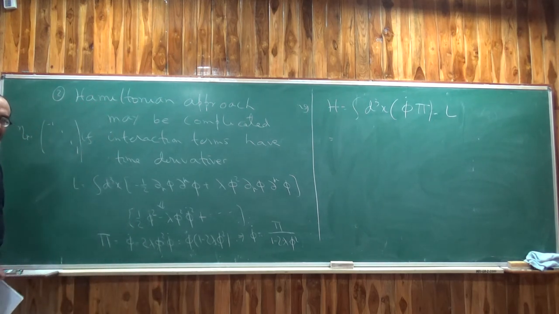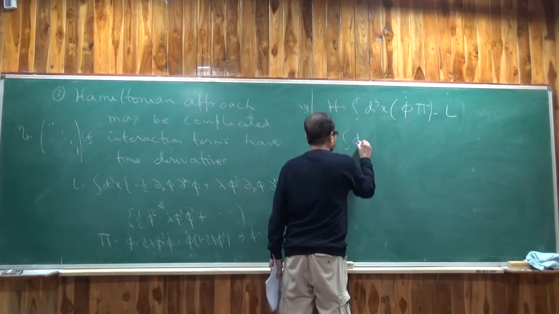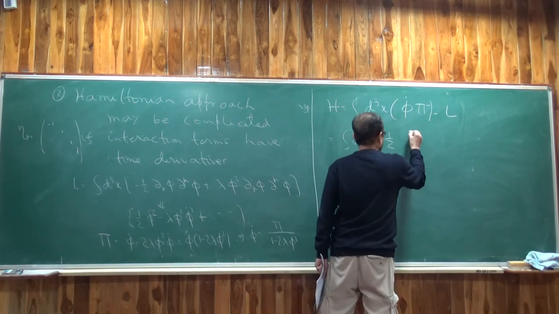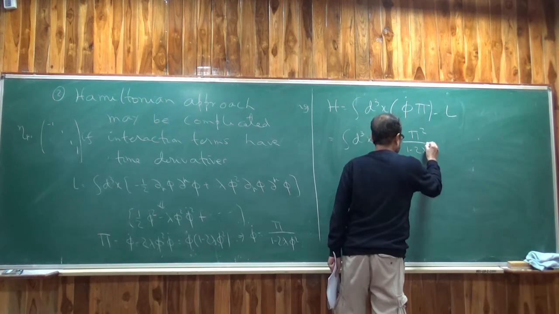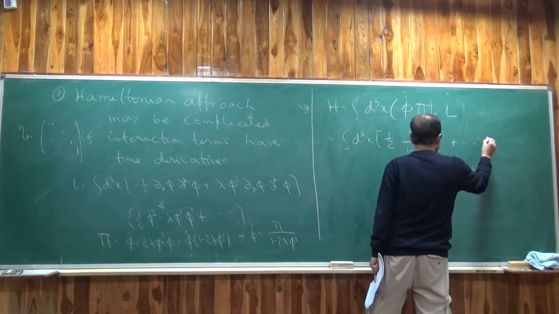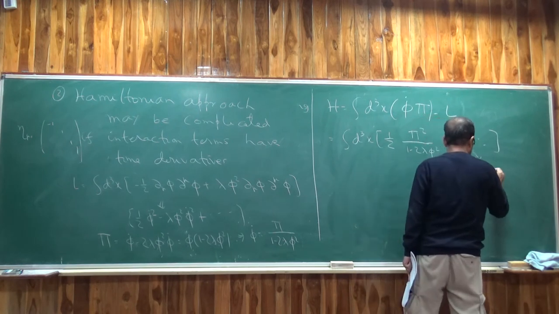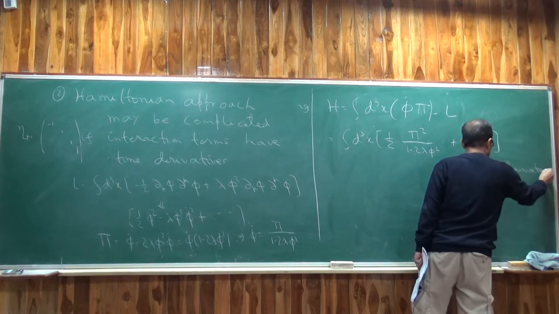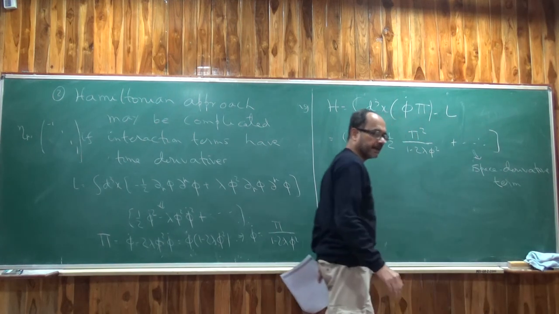So this you can easily check gives you integral d cube x of half pi square over 1 minus 2 lambda phi square, plus these space derivative terms, which is just minus of what appears in the Lagrangian.